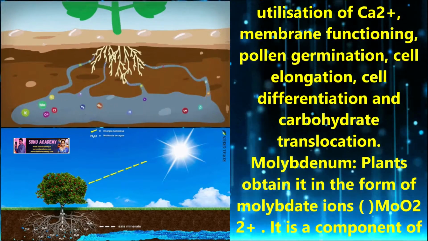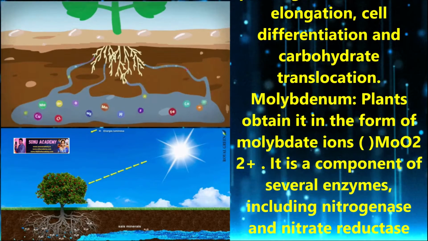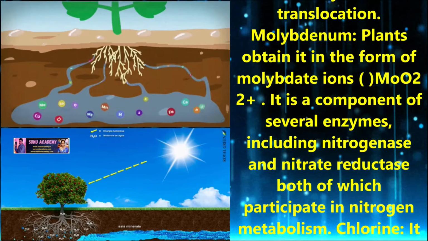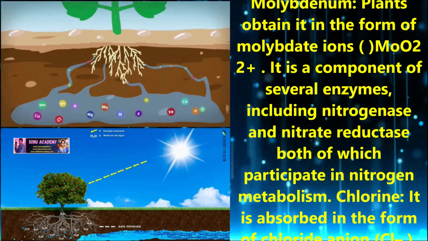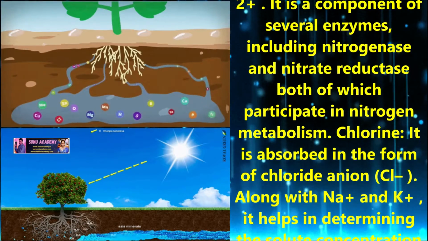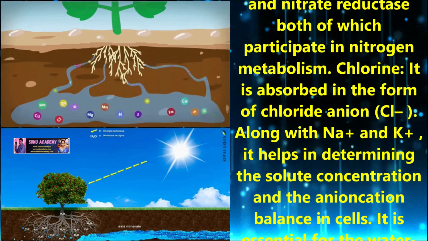Boron is required for uptake and utilization of Ca2+, membrane functioning, pollen germination, cell elongation, cell differentiation, and carbohydrate translocation. Molybdenum. Plants obtain it in the form of molybdate ions. It is a component of several enzymes including nitrogenase and nitrate reductase, involved in nitrogen metabolism.